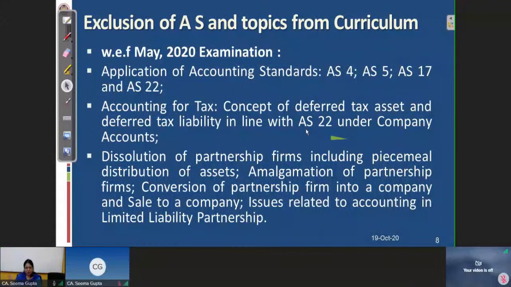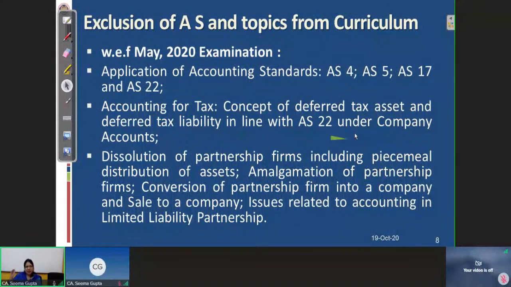So now come to another topic, dissolution of partnership firm. That was there in the syllabus of paper 1 up till November 19 examination. But that has also been removed later. So with effect from May 20 examination, you are not required to study.